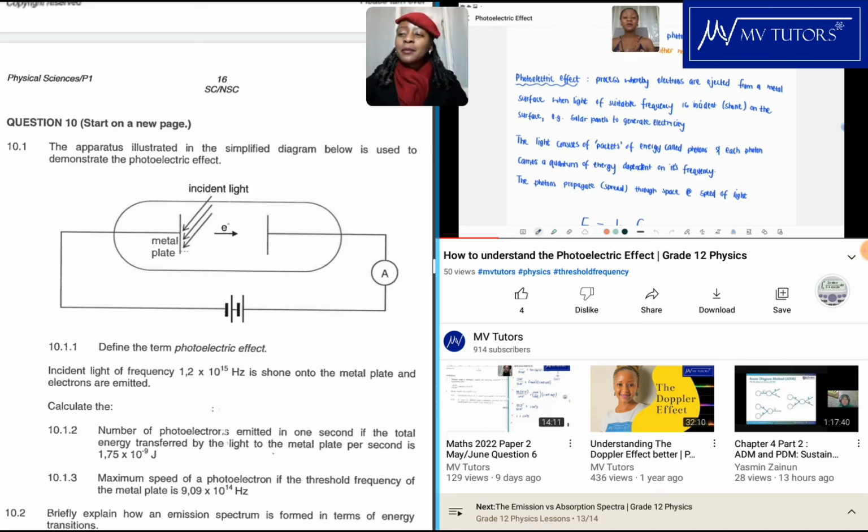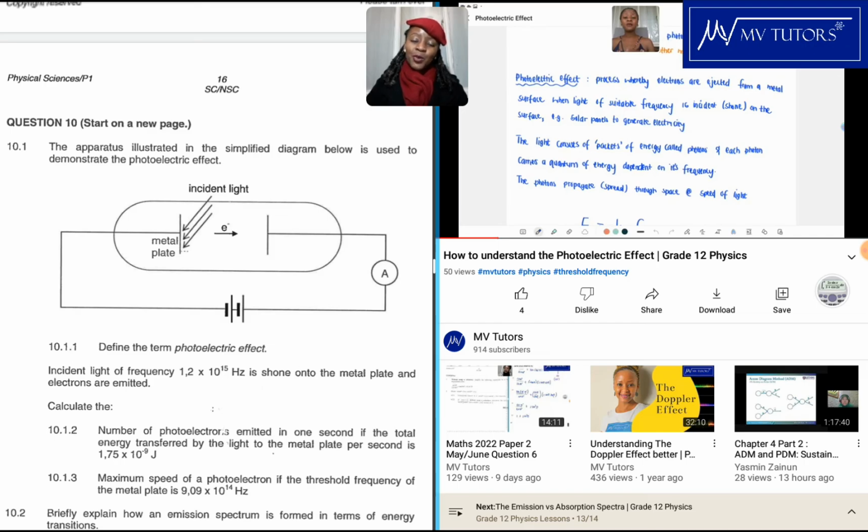But basically, the photoelectric effect is a process whereby electrons are ejected from a metal surface. With metals, you know that there's a sea of electrons around the metal, okay? So if you shine a light on it with enough frequency, it can eject the electrons from the metal surface, and with more energy it can make them move. So it's a process whereby electrons are ejected from a metal surface when light of suitable frequency is incident on the surface. That's basically the term photoelectric effect.